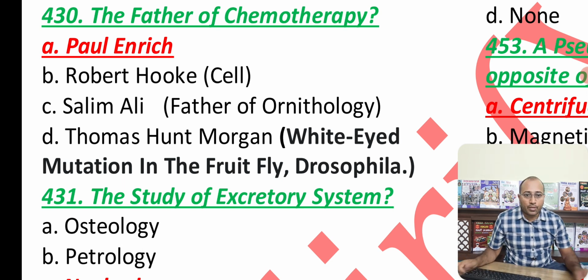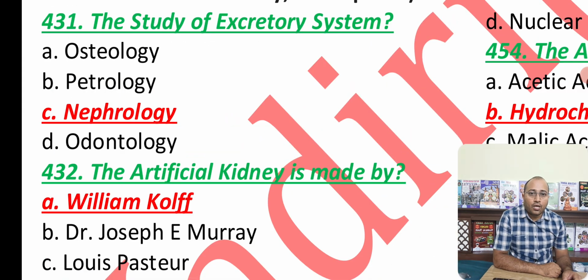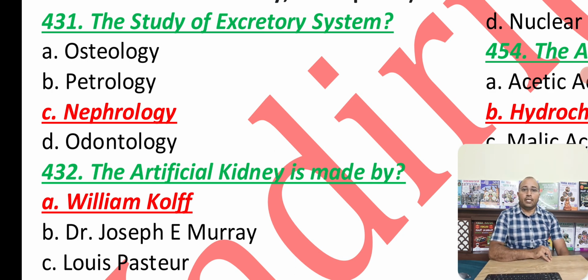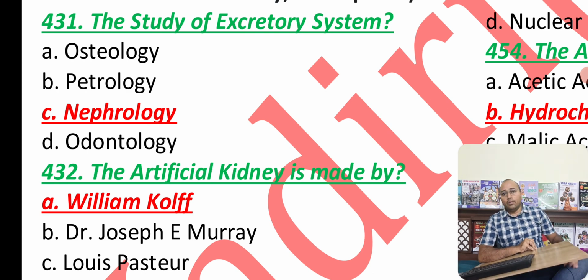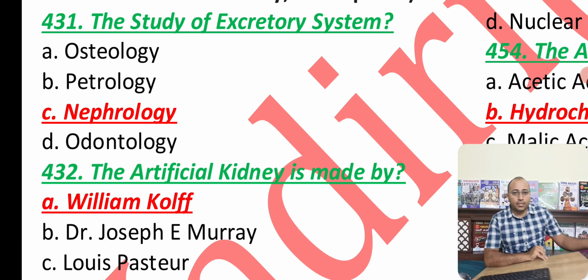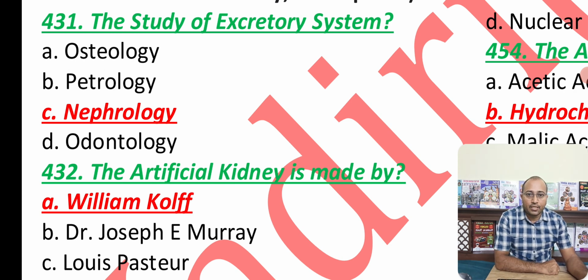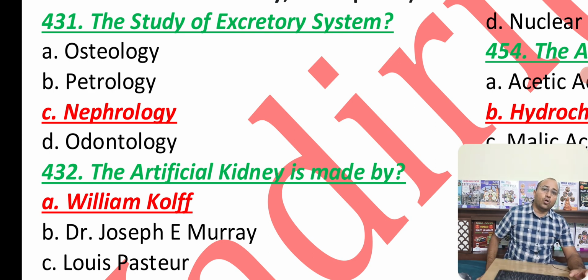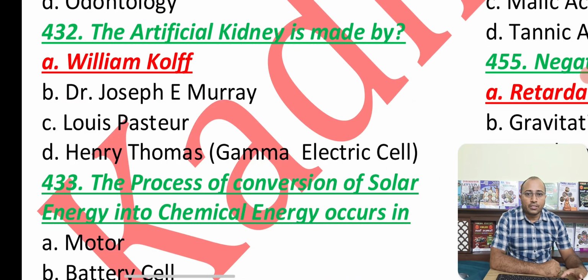Very important, guys. The study of the excretory system. You know about the kidneys, that is nephrology. Kidneys are very important. This is the one you should remember. So in the excretory system, nephrology means kidney related study, you can call it. There is odontology, the study of teeth, is known as odontology. Should know about osteology and petrology. You can directly comment to me in the section what exactly the meaning of them is.